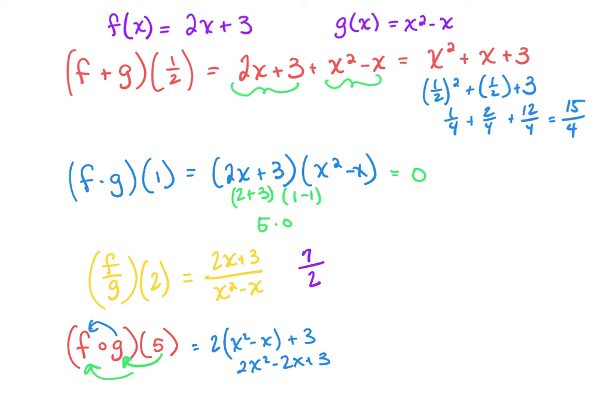So if I plug in a 5, 25, times 2 is 50, minus 2 times 5, which is 10, 40, plus 3 is 43. Or if I plug the 5 into the g is x squared minus x, I'm going to get 25 minus 5 is 20. Plug 20 into f, 2 times 20 is 40, plus 3 is 43. So either way, I'm going to get that guy.